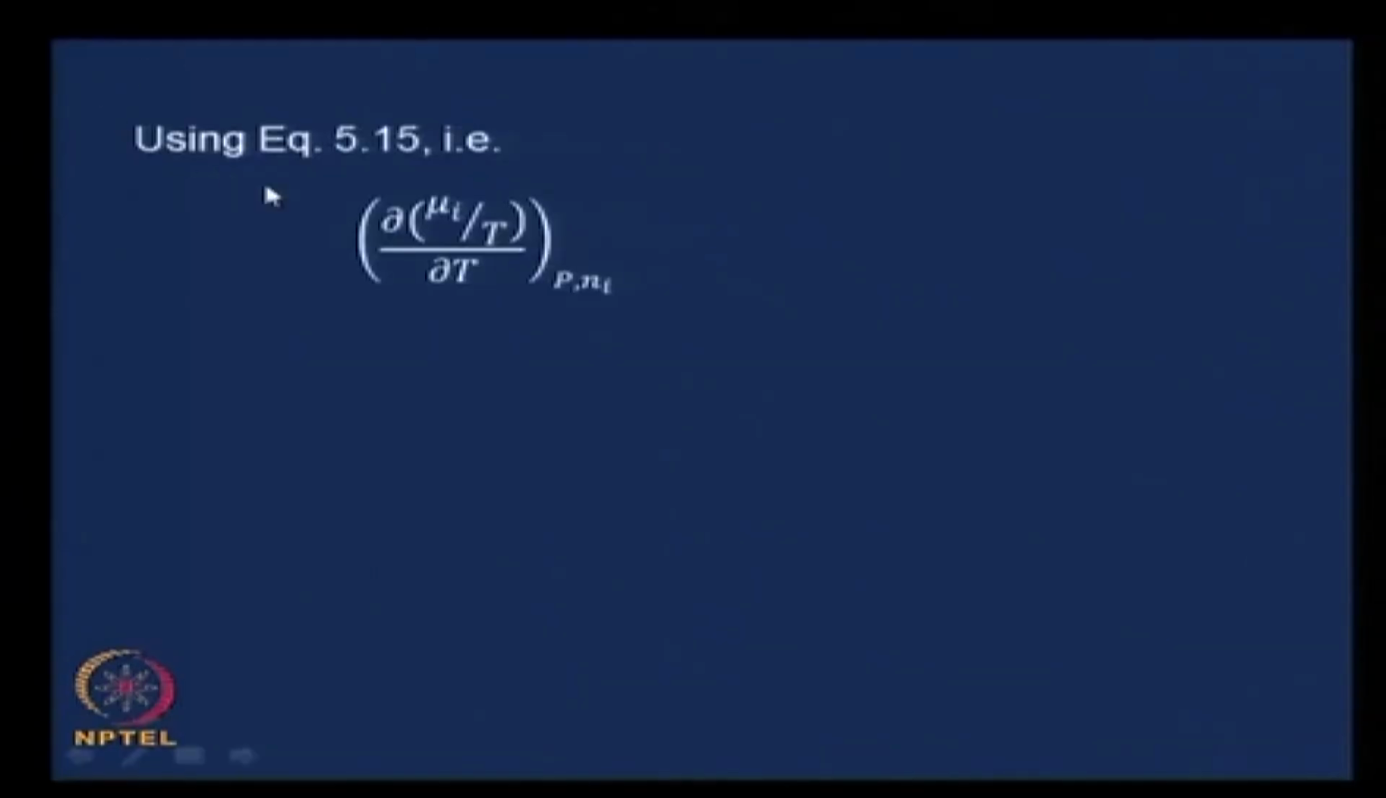Now, using equation 515, remember, this is the third equation that we derived when we took a detour in module 5. Now it is coming in handy. ∂(μi/T)/∂T at constant P and Ni, we have already shown that as equal to minus of Hi bar, the partial molar enthalpy, divided by T squared.